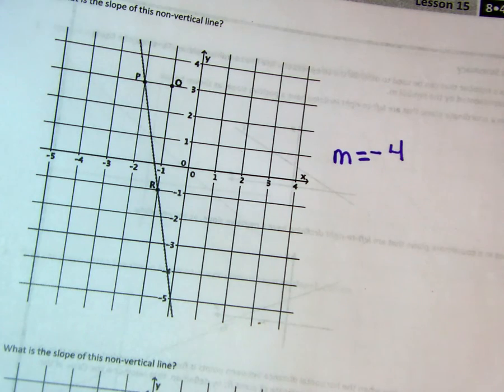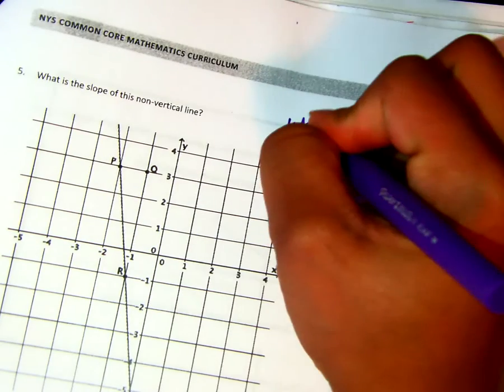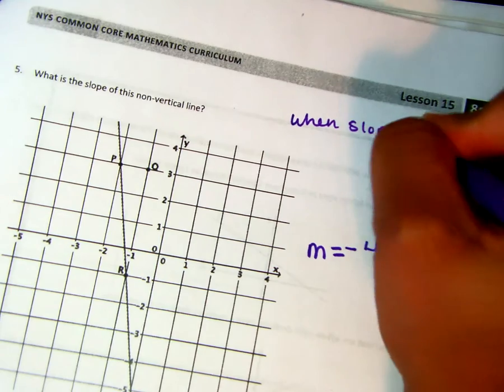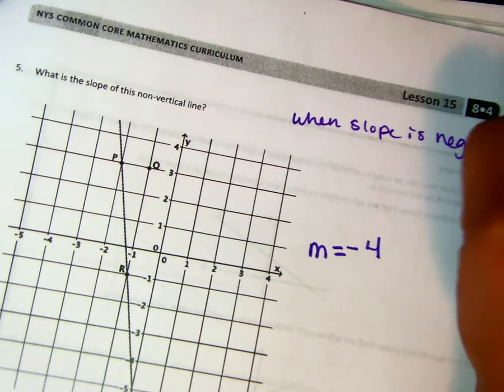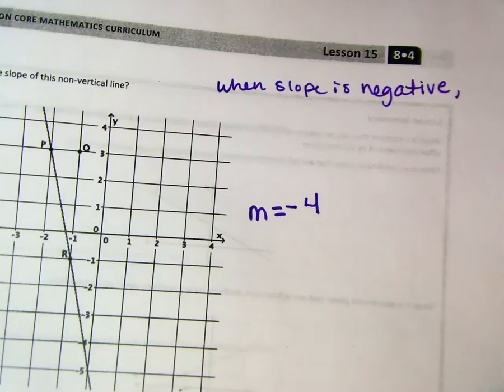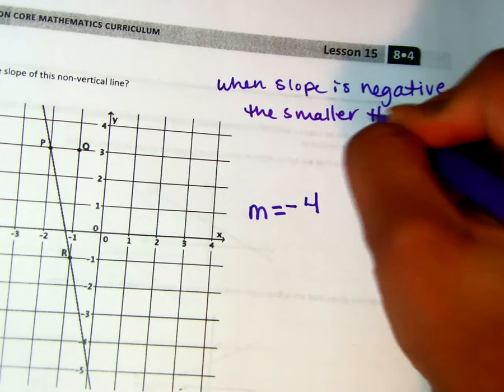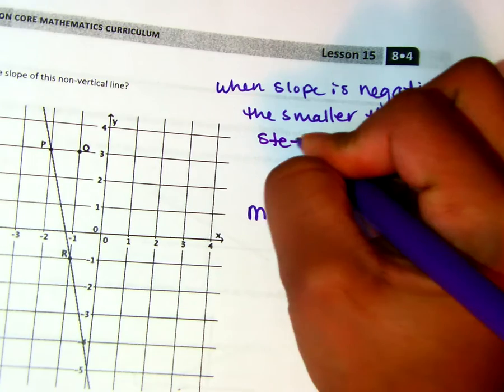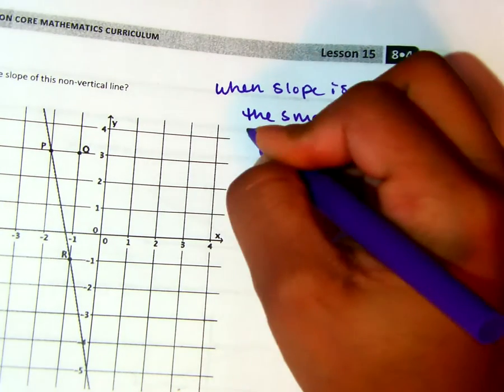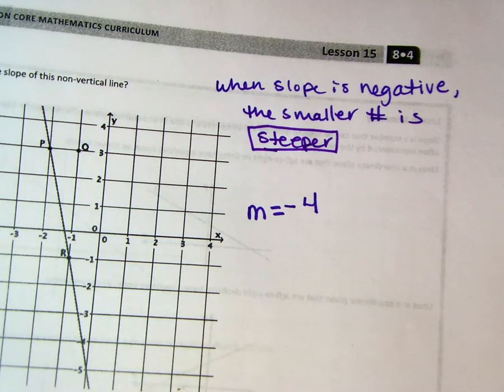When slope is negative, let's write that down. When slope is negative, the smaller number is steeper. The easiest way is to just compare the absolute values of the slope. That way you can always say the steeper the line, the greater the absolute value.